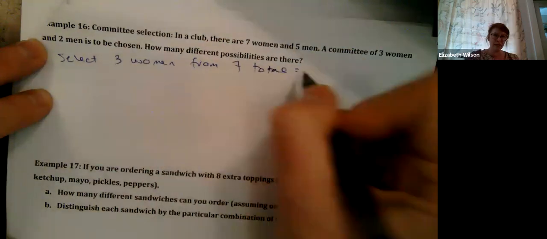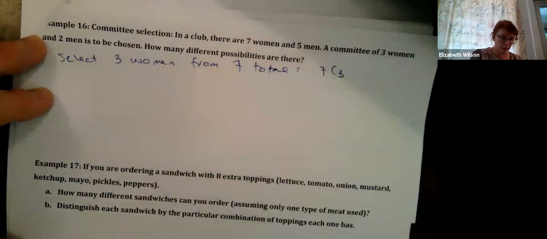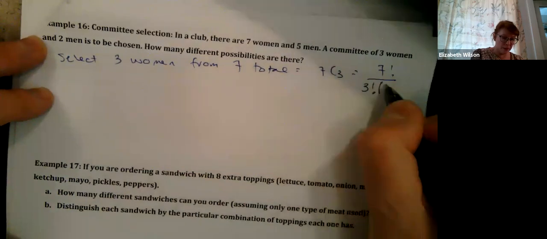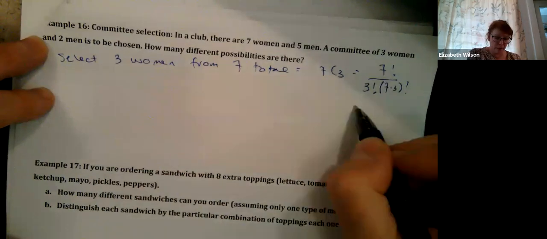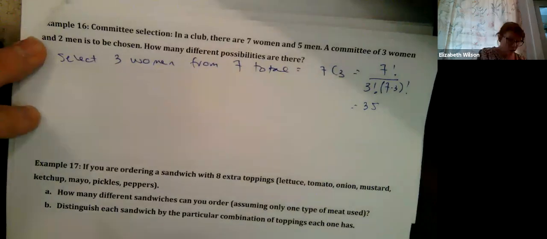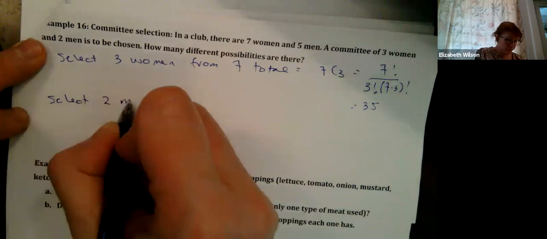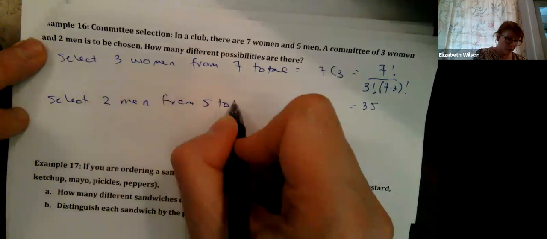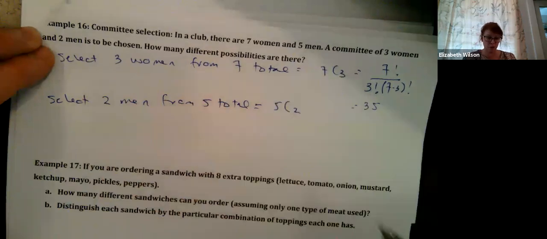I need to think about the different combinations that we're going to do. So this is 7 choose 3, which is going to be 7 factorial over 3 factorial times 7 minus 3 factorial. When I multiply everything out on here, this is going to give me 35 possible ways to choose 3 women from a total of 7. We're going to do the same thing for the men. So we're going to select 2 men from 5 total. So this is going to equal 5 choose 2. 5 is my total, 2 is what I'm choosing.